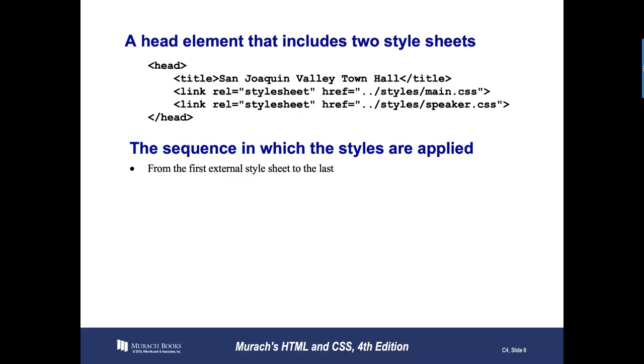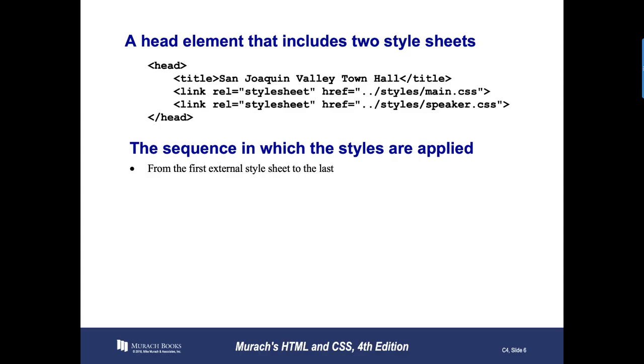All right, so you can see here in the head section, right, there are two style sheets that are referenced. And by the way, if you go into Canvas, I created a video. I think it's in Unit 7 for Module 4. And if it's changed in the future, I apologize. But you can see the href attribute has ../styles/main.css and then ../styles/speaker.css. And what the ../ means is go up a folder in the folder structure, the hierarchy of the folders. All right, so go watch that video. All right. The sequence in which the styles are applied is from the first external style sheet to the last.